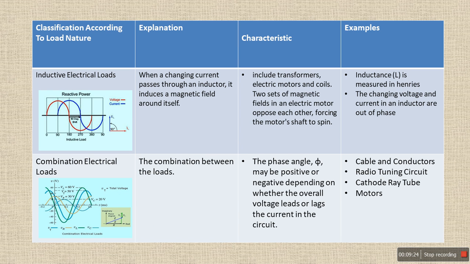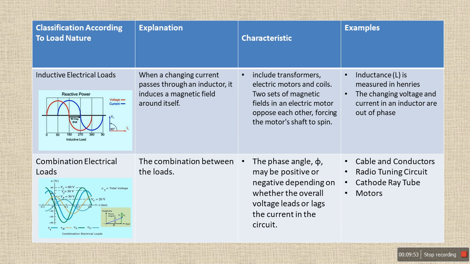Next is inductive electrical loads. When a changing current passes through an inductor, it induces a magnetic field around itself. Examples include transformers, electric motors, and coils. Two sets of magnetic fields in an electric motor oppose each other, forcing the motor shaft to spin. Inductance is measured in henries, and the changing voltage and the current in the inductor are out of phase.